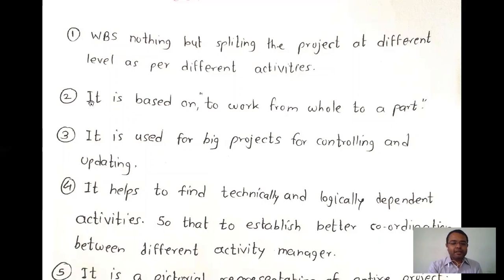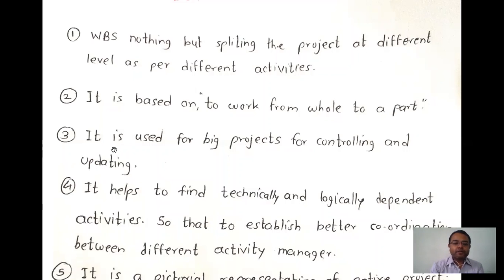In the second year, in surveying, you have come across this principle: work from whole to a part. Suppose you want to construct one apartment. Again you will work from whole to a part. We consider the total project at a glance in our mind. Then the whole project is divided into smaller parts. This principle we use in the work breakdown structure, that is WBS.